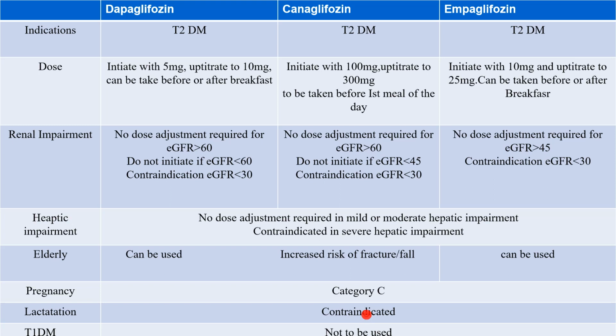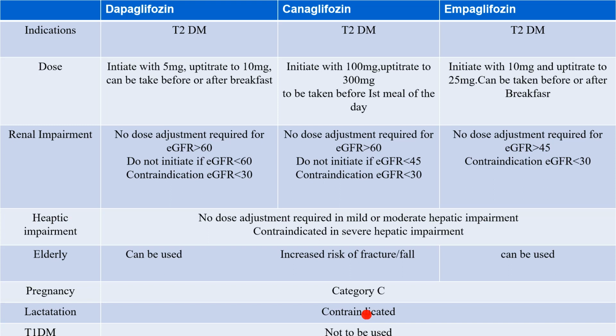The dose of Dapagliflozin is, we have to initiate with 5 mg. We can up-titrate to 10 mg, and it has to be taken before or after breakfast. Canagliflozin dose is 100 mg to start with. We can up-titrate to 300 mg, and it has to be taken before the first meal of the day. Empagliflozin, we have to start with 10 mg. We can up-titrate to 25 mg. Can be taken before or after breakfast.